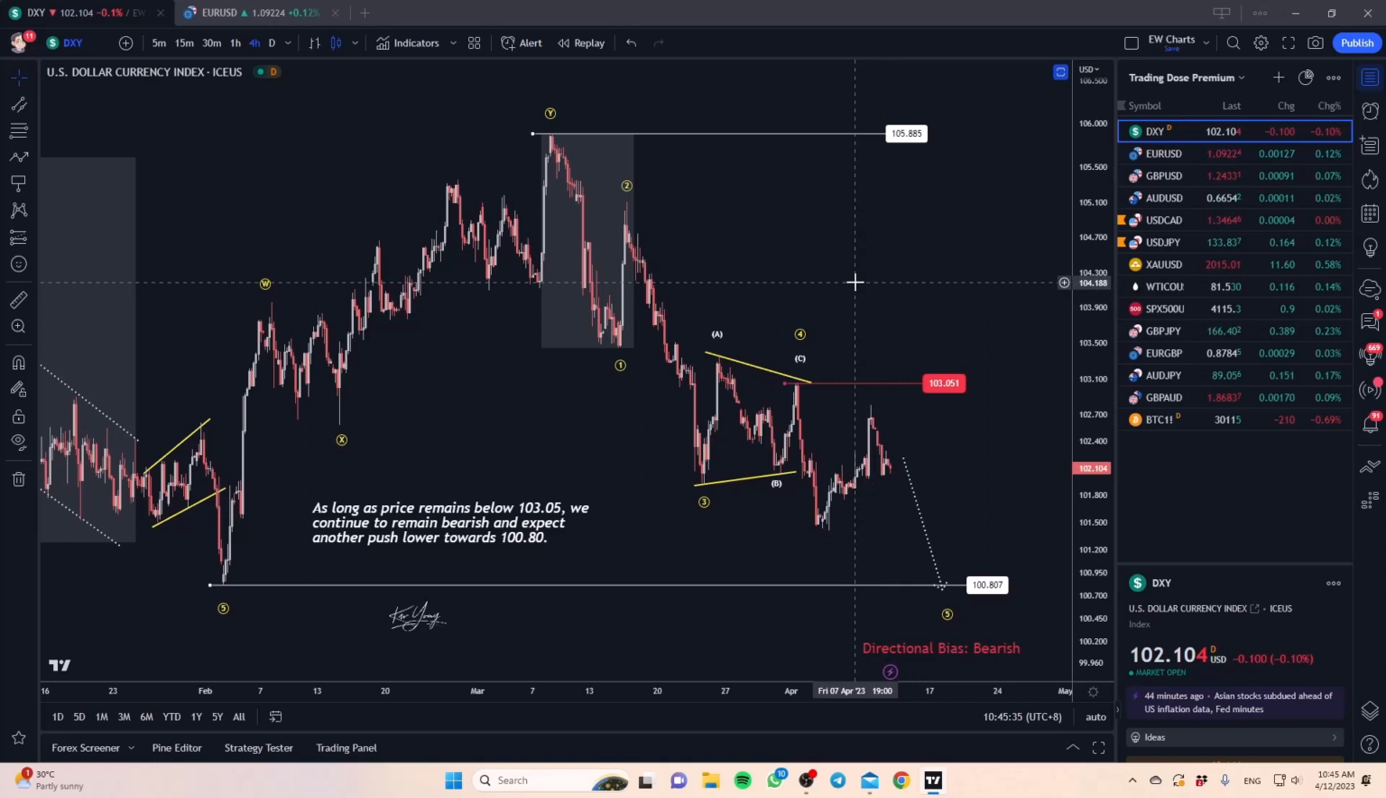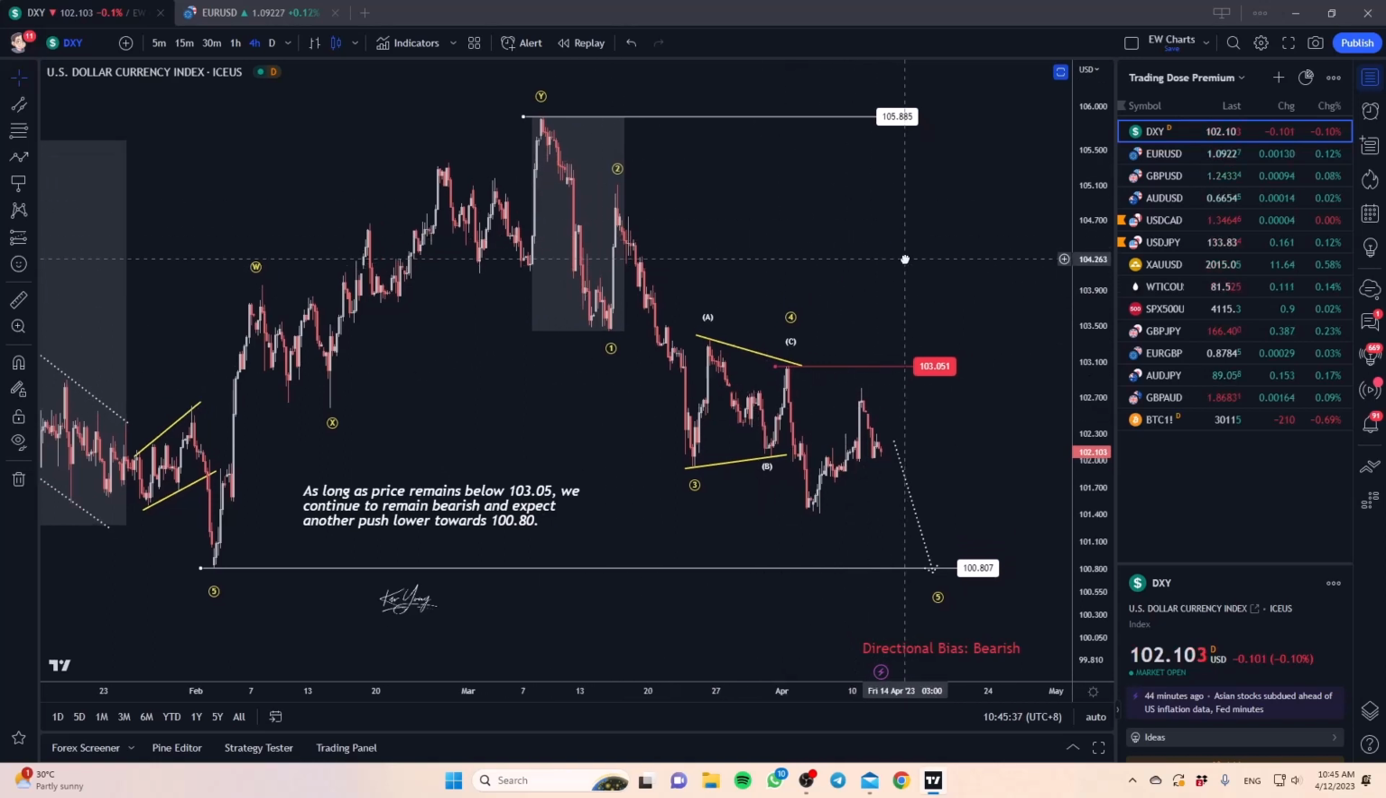Okay, so for now, the overall structure, we're still expecting a little bit more on the downside. As long as price is able to maintain below this recent high at 103.05, we're still essentially seeing this as a 1, 2, 3, wave 4 as a running flat, and we are probably developing the last wave down with a potential target back at the previous low around 100.80.